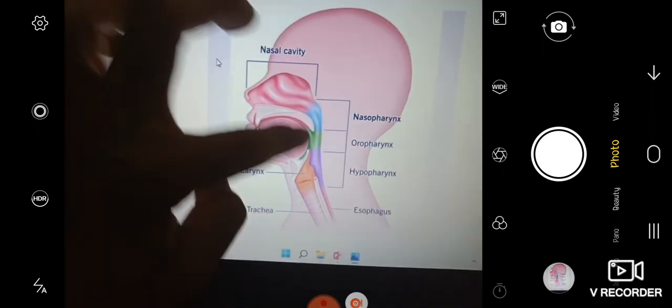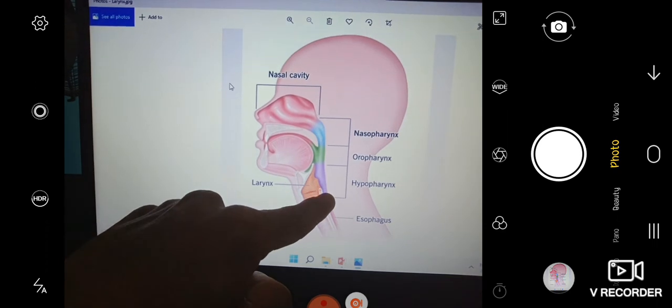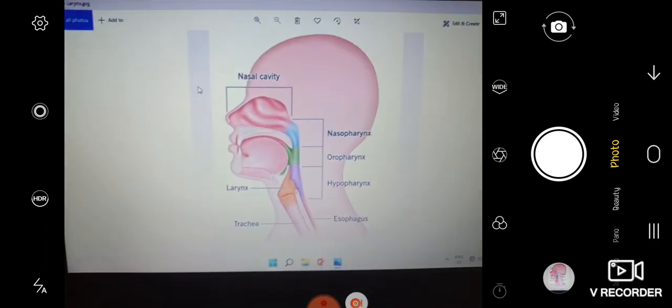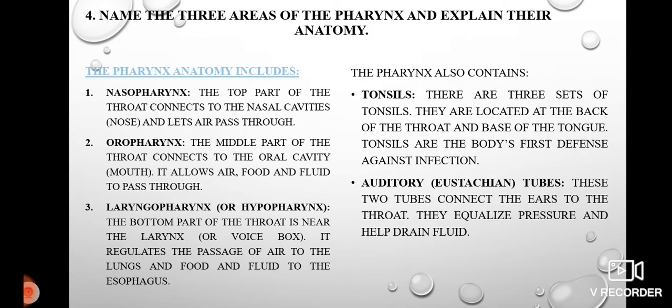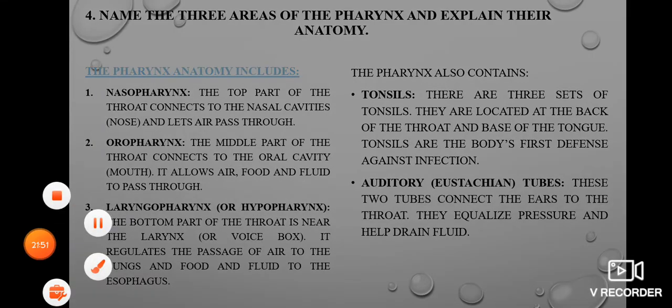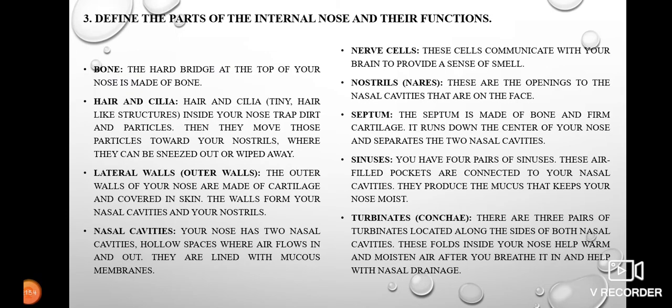Na sa ngayon, makikita natin kung paano niya na-handle yung pagdaloy ng hangin mula sa ilong patungo sa ating katawan. So the pharynx also contains tonsils. There are three sets of the tonsils that are located at the back of the throat and base of the tongue. Tonsils are the body's first defense against infection. We have also the auditory or eustachian tubes. These tubes connect the ears to the throat, and they equalize pressure and help drain fluid. So those are the different areas of pharynx and their function.